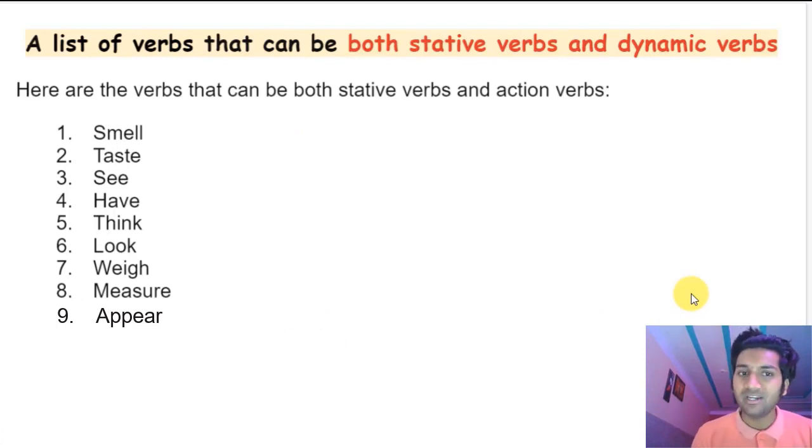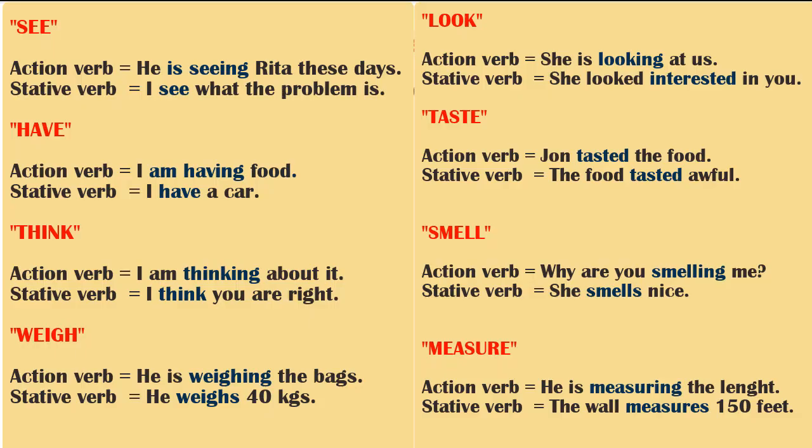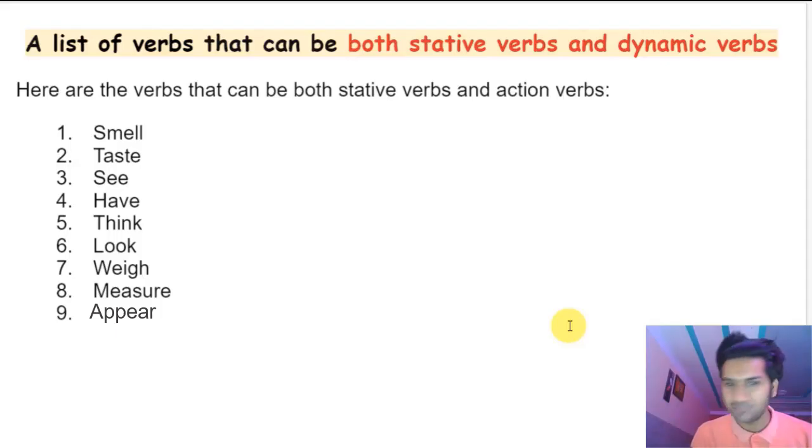Okay. Now, a list of verbs that can be both stative verbs and dynamic verbs. Stative verbs and action verbs. These are smell, taste, see, have, think, look, weigh, measure, and appear. Right? On your screen are examples of these verbs as both stative verbs and action verbs. You can go through these and understand. So I'm gonna give you some time to go through it and understand. All right, I hope you've done it. I hope you paused the video and went through the entire examples, right? I hope you've done that.